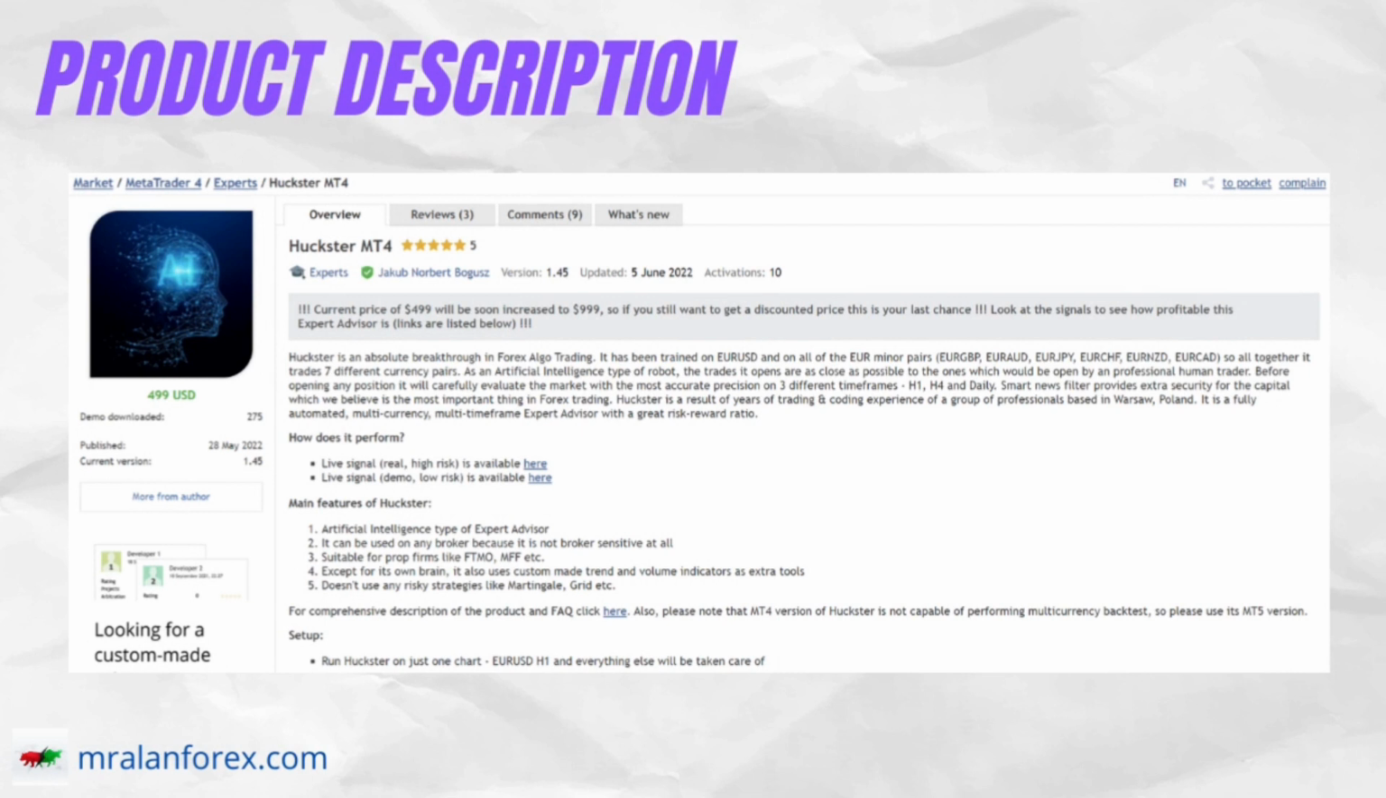The current price of this trading robot is $499 with the next rise to $999. It's a multi-currency trading robot, meaning that it trades multiple pairs even though you just need to run it from one chart. It says it's an AI trading robot and trades as close to a human professional trader.